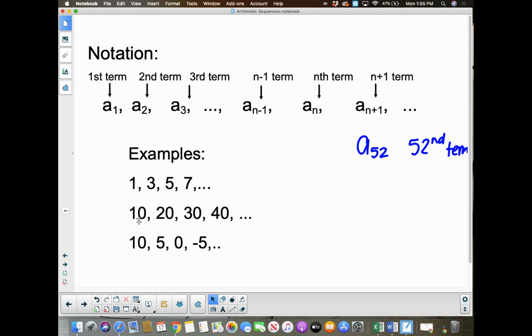Again, our same examples here. If I asked you the question, what's a sub 2 in this case, you would just say 3. Or if I asked you a sub 4, you would tell me 40. Okay.